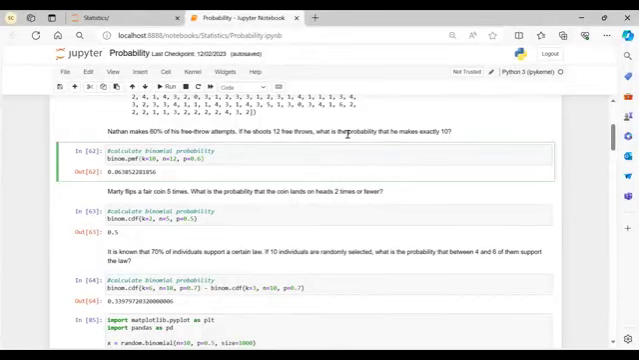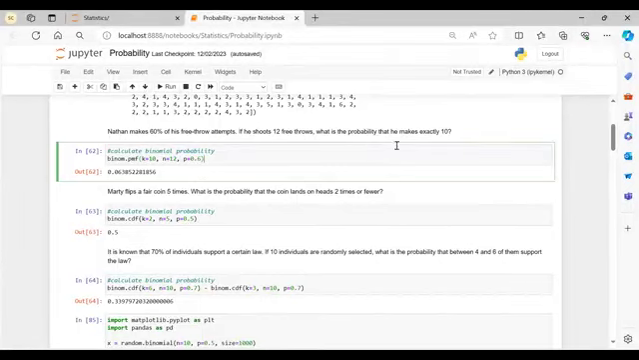So for example, I'm taking a different example now. Nathan makes 60% of his free throw attempts. So there is a 60% success for every free throw attempt. If he shoots 12 free throws, what is the probability that he makes exactly 10? That means he will get 10 successes. So the total trials is 12, the number of successes on which I need to find the probability is 10, and P, the probability of success, is 0.6, which is 60%.